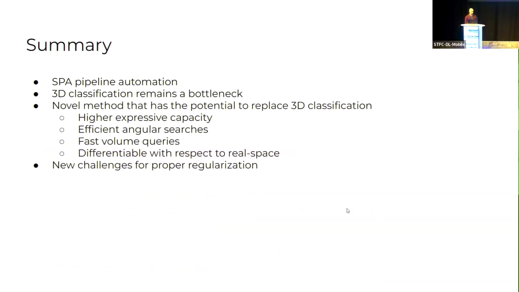And this method lets you make faster volume queries, and it's actually quite fast. I didn't mention this, but you can interactively click in latent space and get a 3D volume reconstructed right next to it. I've showcased this to some people here, but I'm not going to give a live demo. So basically, with this approach, we hope to start approaching the stuff that we do in 3D classification, and potentially maybe replace it. But this poses new challenges in terms of, for instance, regularization that we need to think about.